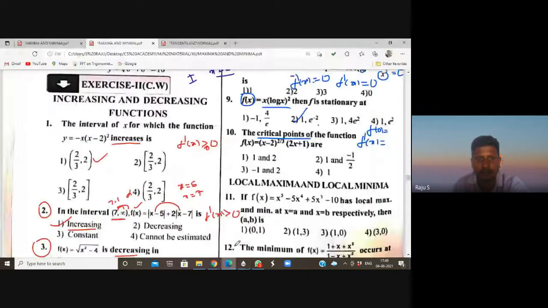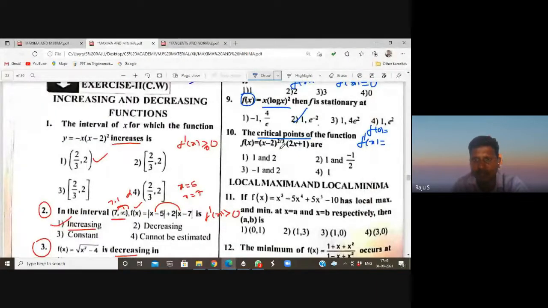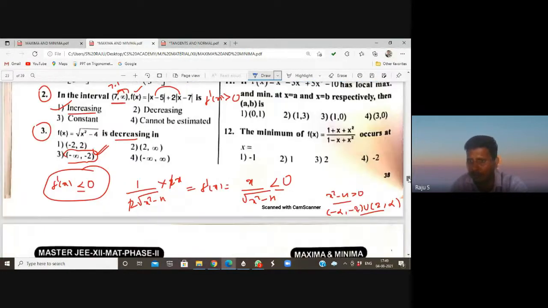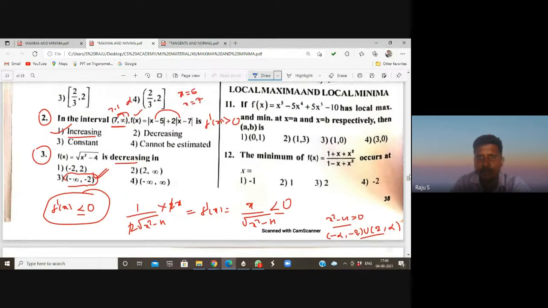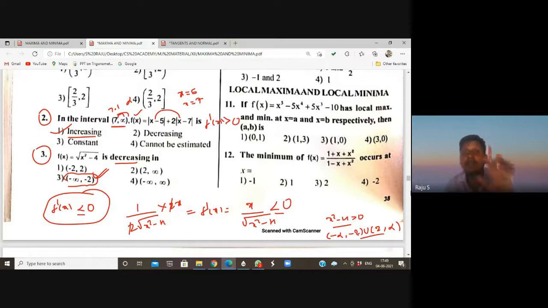In the same way, you can do the next question, just find f dash of x and equate to 0. You will get the points. Critical point, once again I'm telling you, every stationary point is a critical point. Every critical point may not be a stationary point.